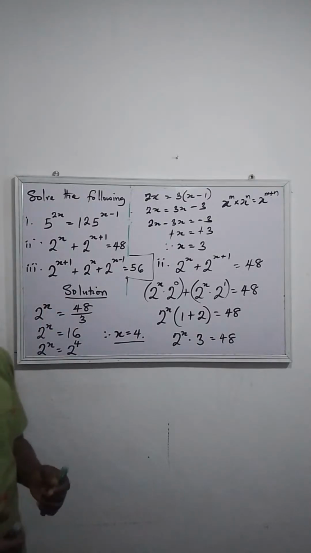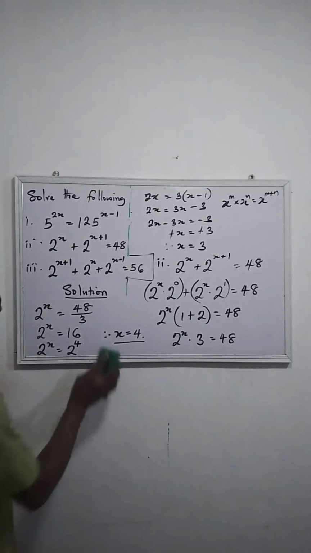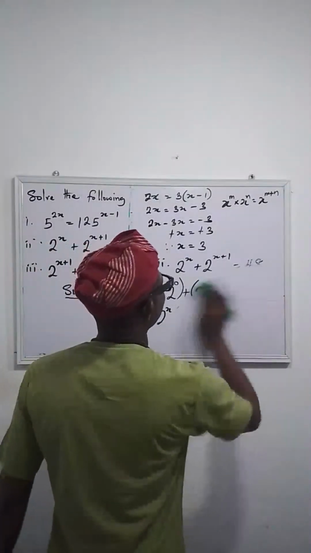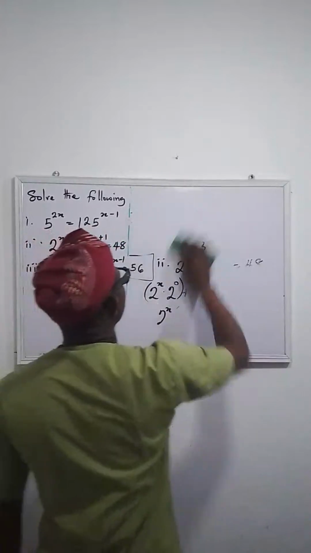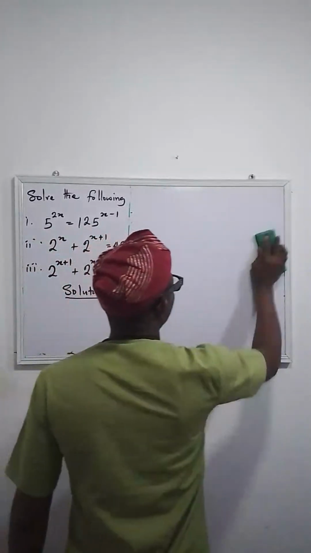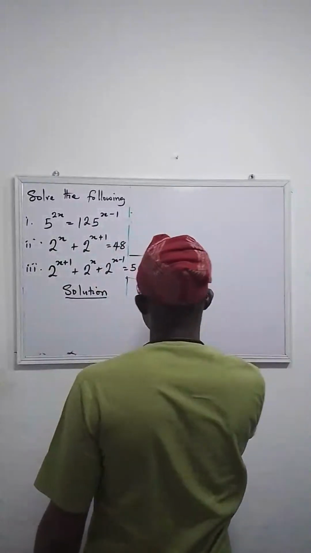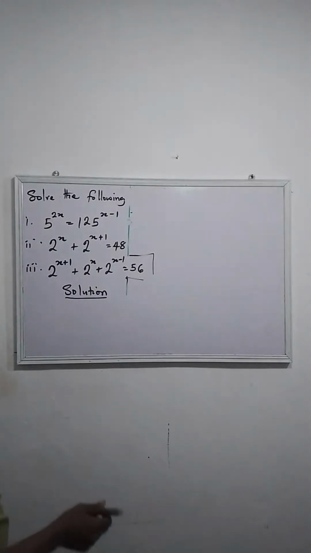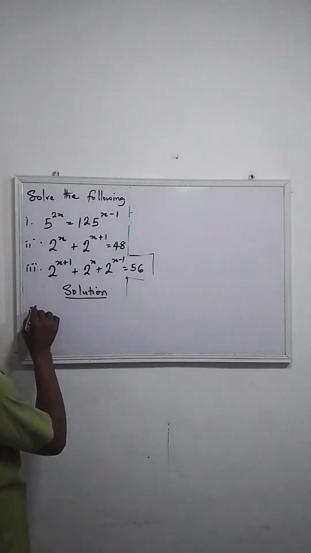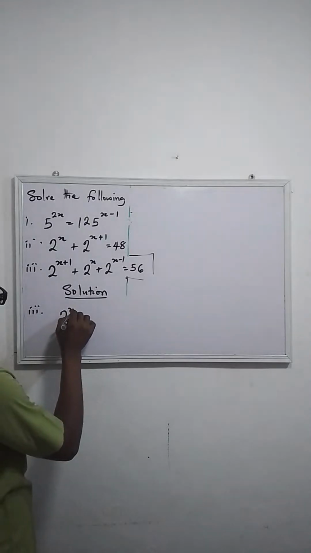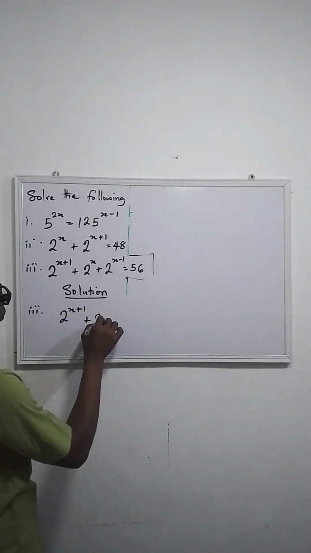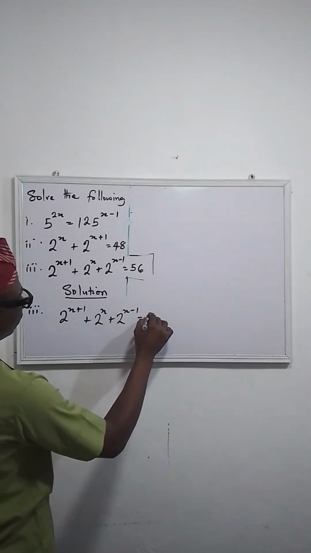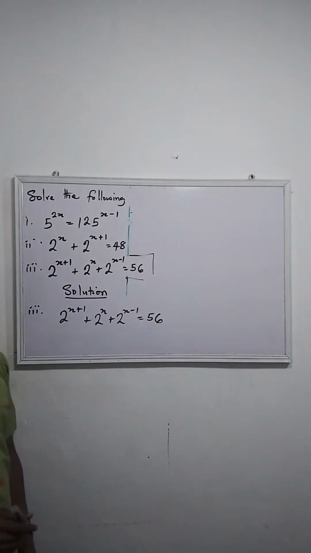Now let's look at the last question. All right. The last one we have 2 raised to the power of x plus 1, plus 2 raised to the power of x, plus 2 raised to the power of x minus 1 equals 56. So how do we solve this?